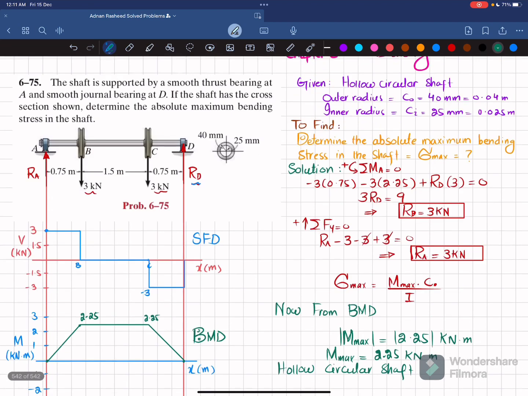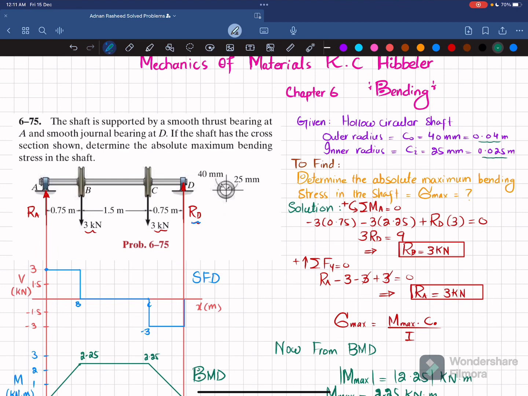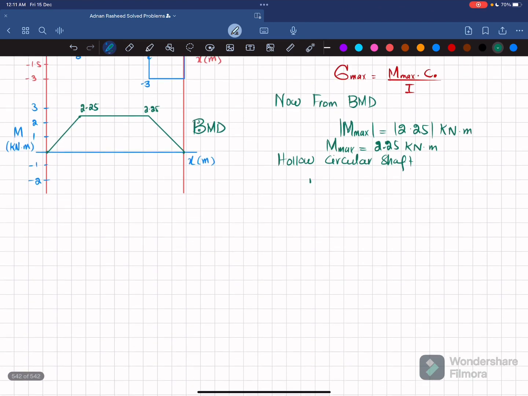So we have been given the hollow circular shaft, and the outer and inner radius are given, that is outer is 0.04 and inner is 0.025 meter. So I, the second moment of inertia of a circular shaft, is pi by 4 into c outer power 4 minus c inner power 4, where c is the radius. So you can just put the values: pi by 4, c outer is 0.04 power 4 minus c inner 0.025 power 4. Clear? And what about c outer? C outer is the maximum distance from the neutral axis.